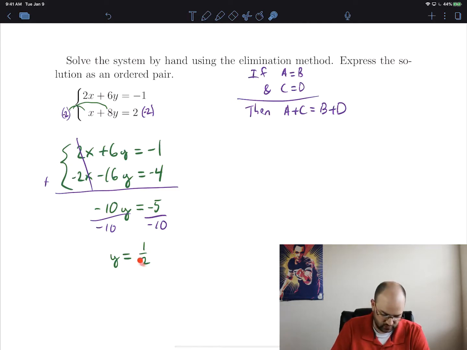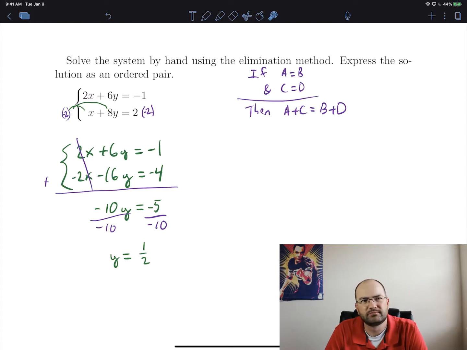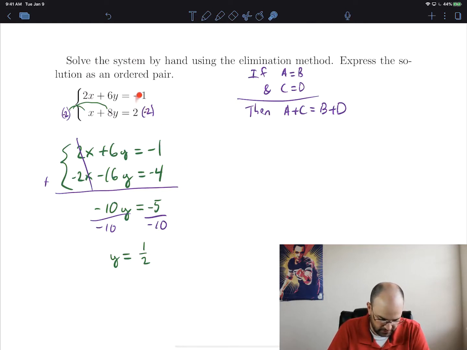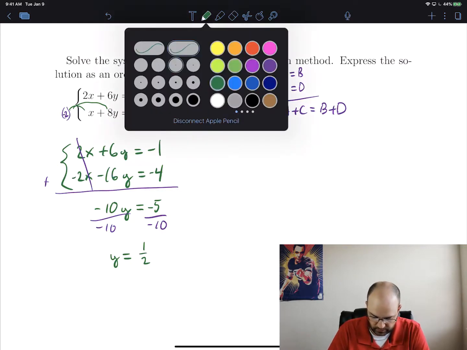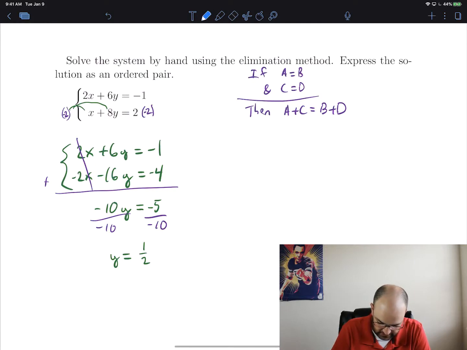Okay, so we're going to take this 1/2. Actually, would that prove it? No, it wouldn't. Well, we wanted it to the original anyway. So plug this into either the first or the second equation. It doesn't matter which one. And then simplify and solve. My recommendation for this one is to plug it into this second equation. Because when we plug it into the second equation, this x plus 8y equals 2, just replace y with 1/2.